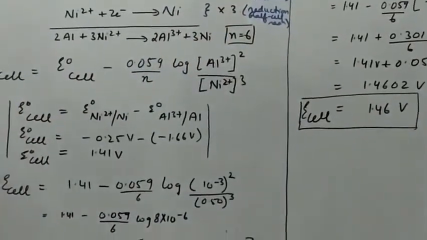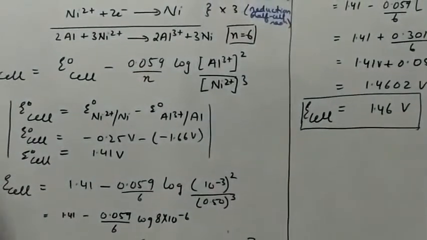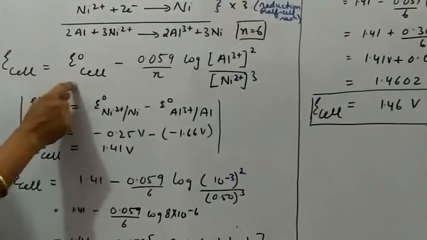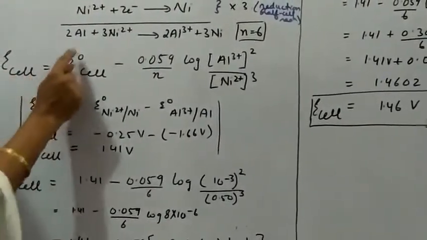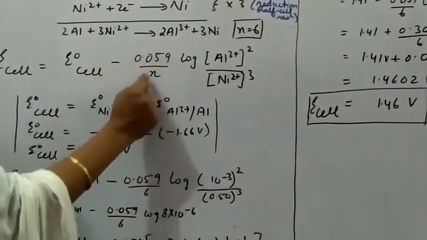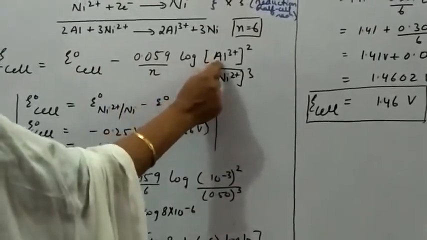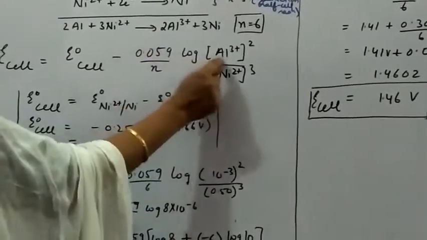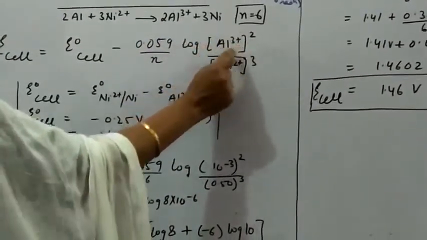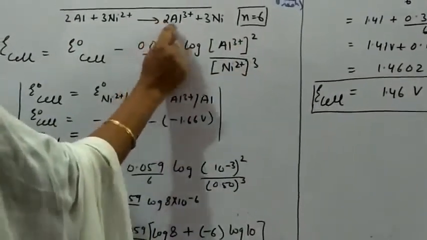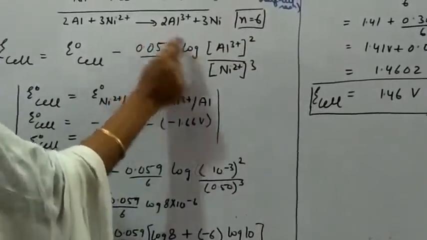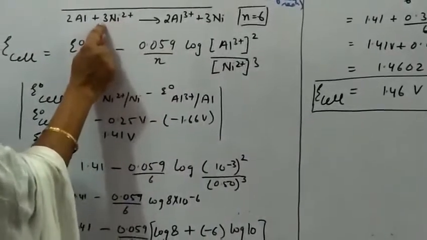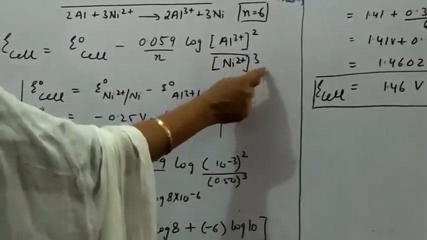So now the next step will be to determine the cell potential. For that we will write down the formula for the Nernst equation. E cell equals E naught cell minus 0.059 upon n log. Here students, we will write down the product ion, that is aluminium ion Al3 positive. You can see that it has been raised to the power of its coefficient. So here it is 2. This is the coefficient 2. Upon the reactant ion, it is the Ni2 positive. The coefficient here is 3. So it is whole cube.